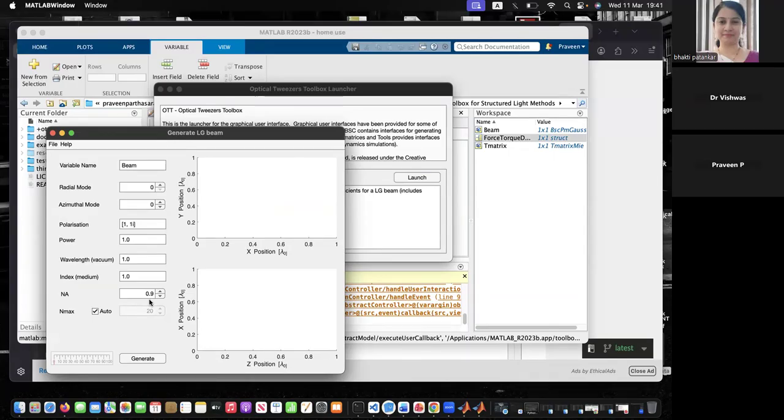So start with 0.6, go in steps of 0.1: 0.7, 0.8, 0.9, 1.0, 1.1, 1.2, if you want 1.3. And tell me, for the same bead size, how does the trapping force vary with NA? So these are really the two questions I want people to try out. Number one, variation of trapping force with bead size. Number two, variation of trapping force with numerical aperture. If you do this, you'll get a very good sense of how optical tweezers work and how force calculations work.